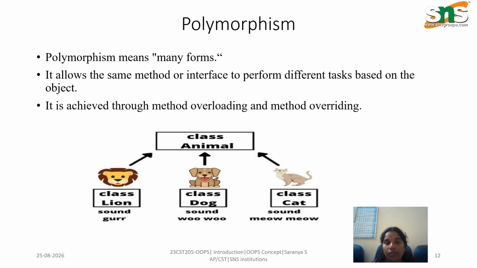And here, inheritance has four types. The first one is single inheritance, the second one is multiple inheritance, then multi-level inheritance, and the last one is hierarchical inheritance.